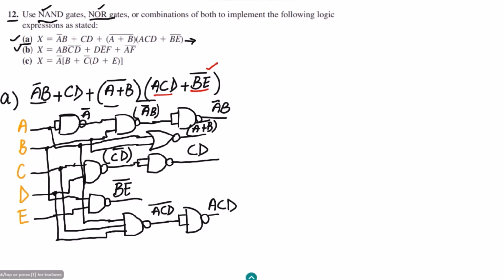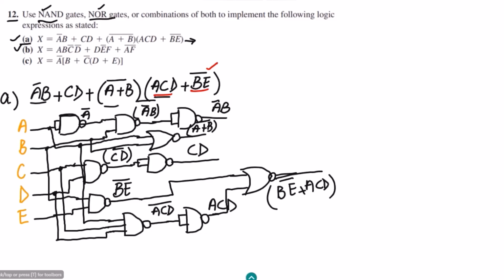Okay, we can very clearly see that this ACD and BE are added together, and to add them, let me use this NOR gate. So a 2 input NOR gate, and this BE complement and this one are given to it, and it will give me here what? It will give me BE complement plus ACD and the whole complement of it. Let me write it more concisely.